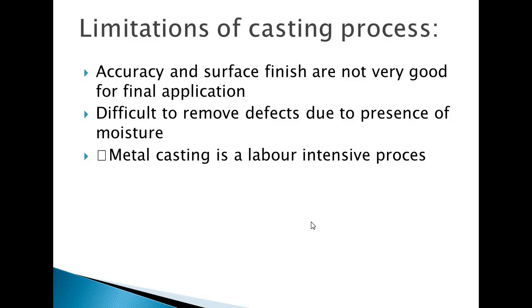Then, metal casting is a labor intensive process. It means that preparing the mold, melting the metal, and pouring this molten metal inside the mold requires labor. Whatever casting operation you are doing, if you have not done automation, then you need to do a lot of things manually, or with the help of labor. So this is also one of the limitations: metal casting is a labor intensive process.